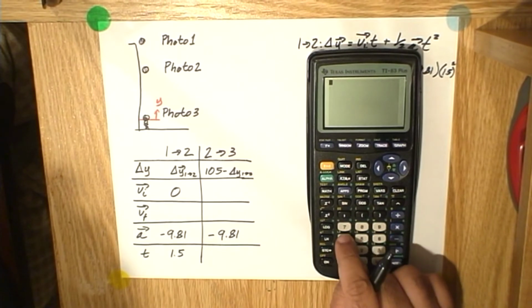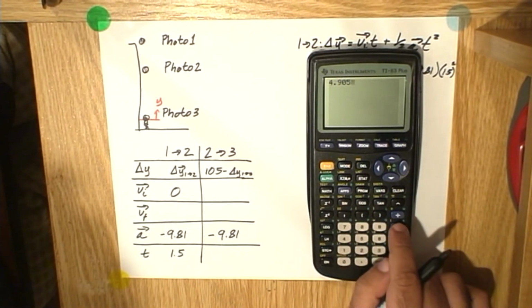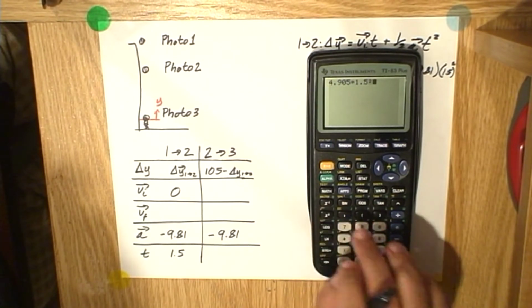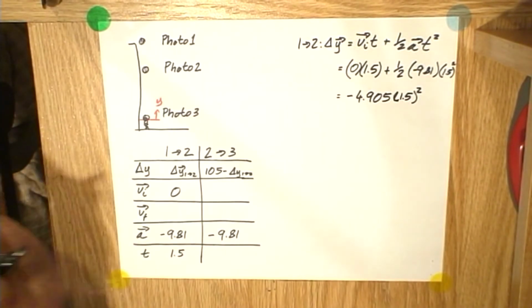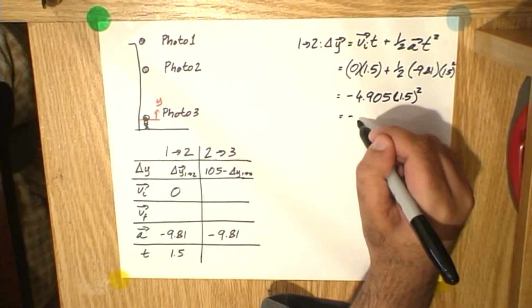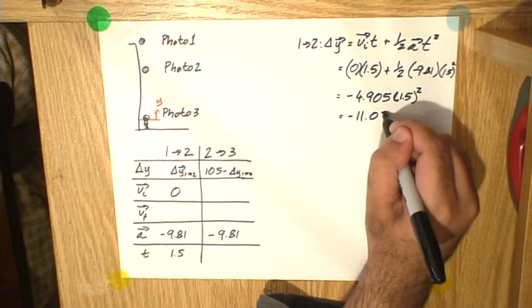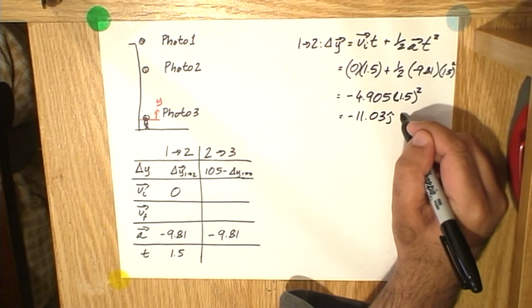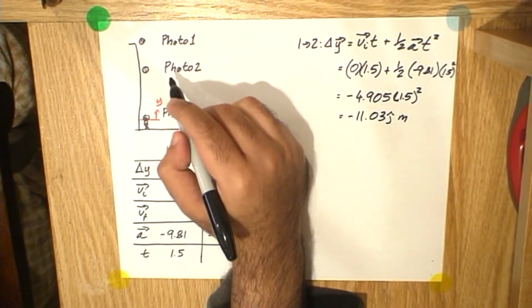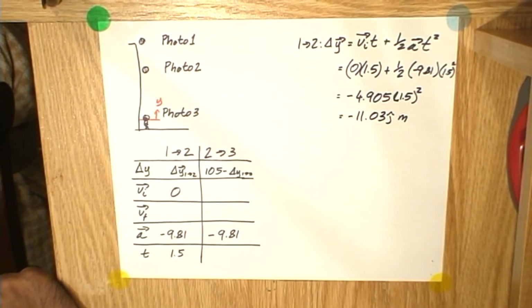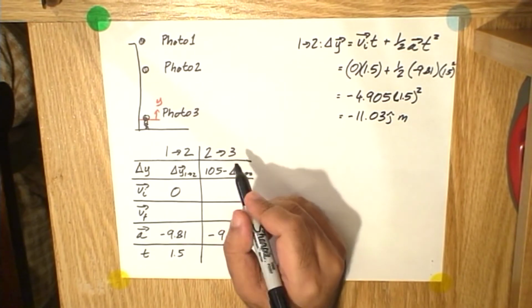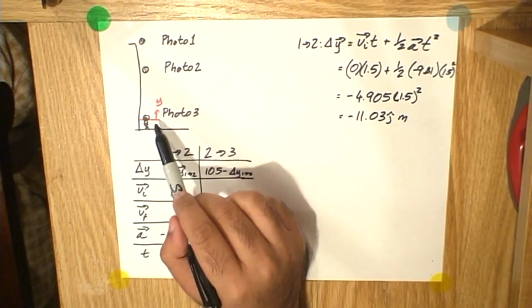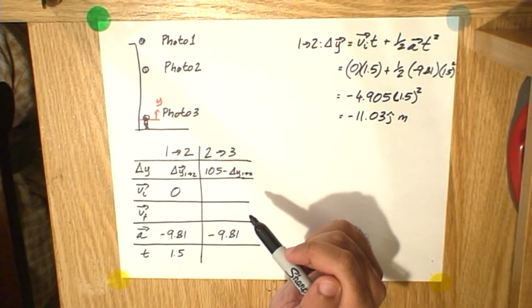So 4.905 times 1.5 squared is 11.03. So that means that the rock is going to descend by 11.03 j hat meters before our hero sees it. Now, because it has descended by this much, we can now figure out how much further it has to descend before it hits him in the head.